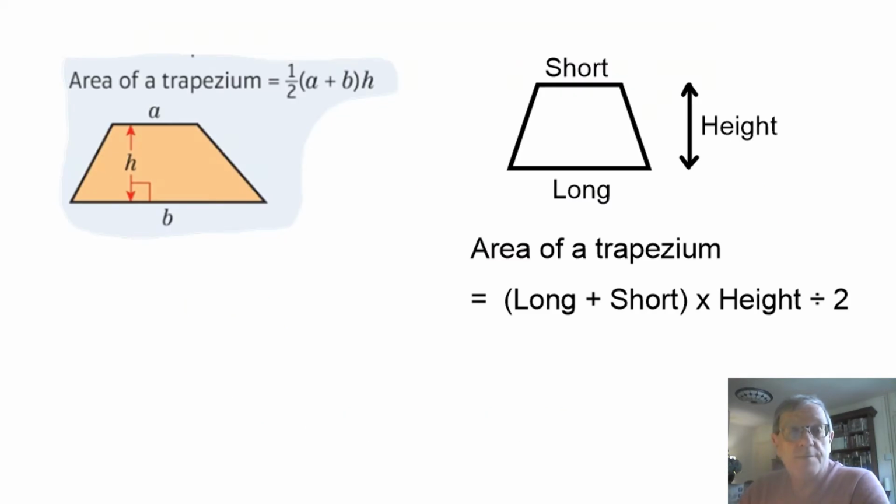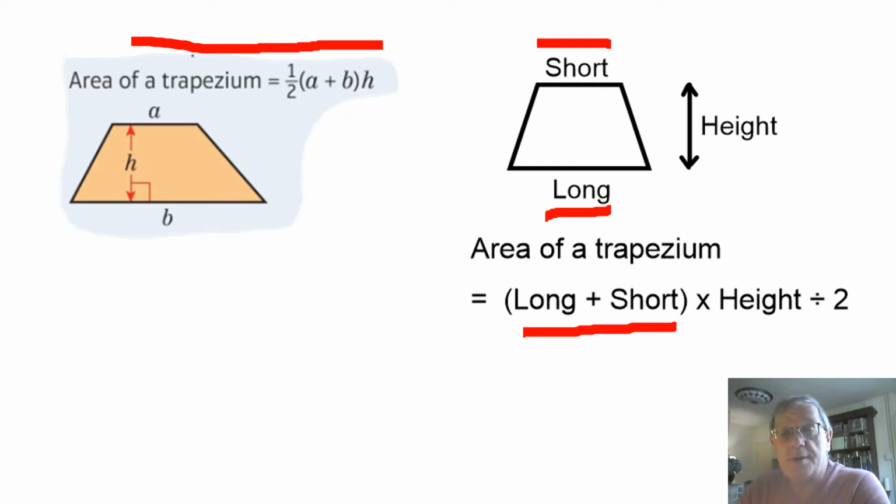So the area of a trapezium is a half times (a plus b) times h. Now a is the top of the shape, b is the bottom of the shape, and h, the height, is the distance between them. You may prefer it as the short side and the long side, so you're adding the short and the long together, then timesing by the height and dividing by 2. It's just a different way of remembering it. If you need to make a note, pause the video and do so.